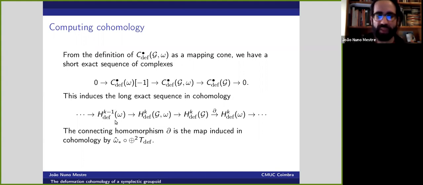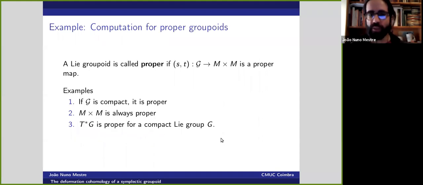We have deformation cochains for omega, go to deformation cochains for the symplectic groupoid, deformation cochains of the groupoid, go to deformation cochains of omega, precisely by the connecting map that is the thing that you take the cone of. Okay, so this is just homological algebra. But then if we apply it to our case, we can, for example, compute things for proper groupoids.